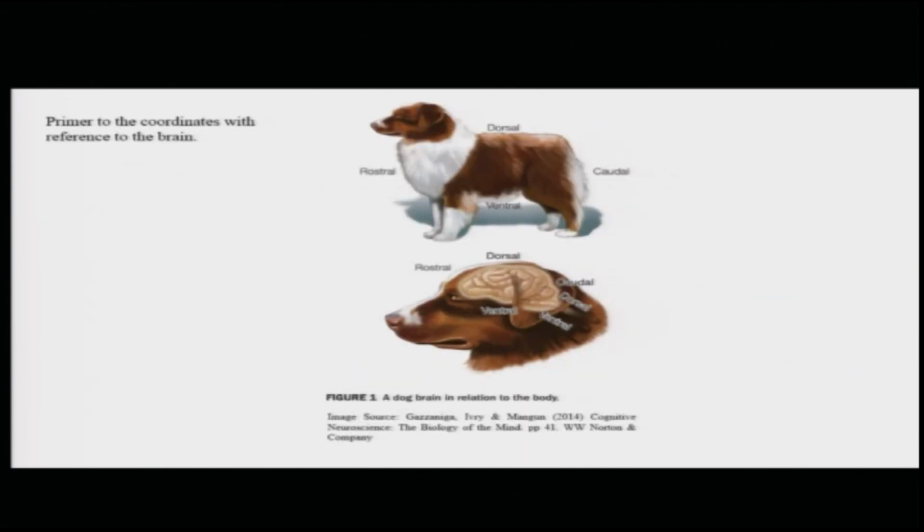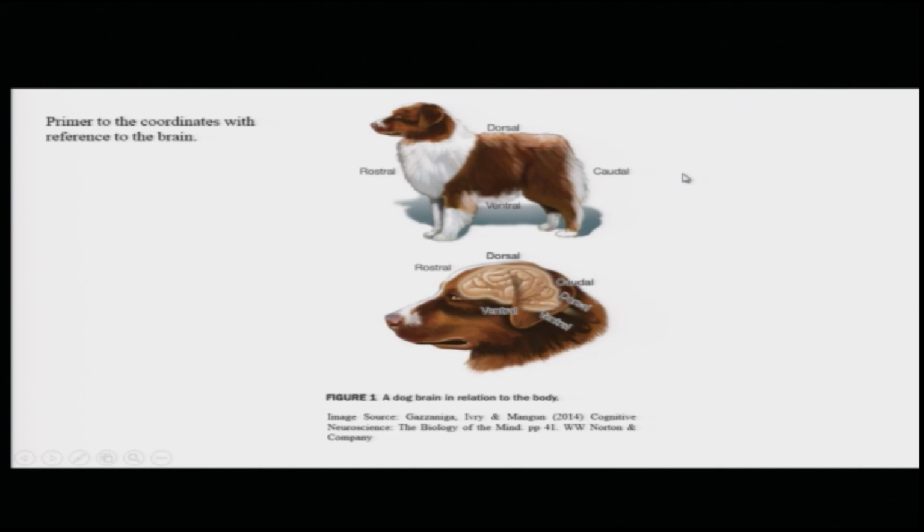Now, before I move further, this is a very good demonstration from Gazzaniga's book, wherein we can talk about some kind of geospatial coordinates of the brain. Whenever I am talking about dorsal, I basically mean the top portion of the brain. This is the dorsal portion, let us say, of the dog's body. Caudal basically means the posterior portion here at the back. Rostral means the front portion, and ventral means the lower portion.